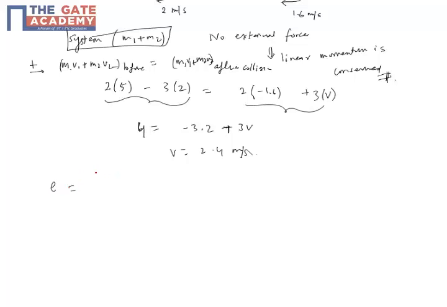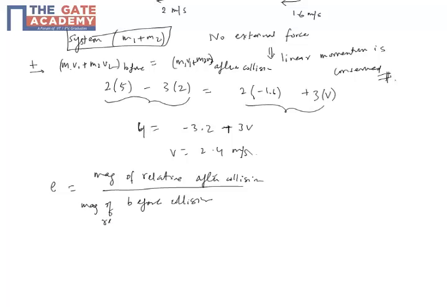Now the coefficient of restitution is nothing but the ratio of the magnitude of relative velocity after collision to before collision. I mean after collision by before collision, the magnitude of relative velocity. So basically that's why we are writing the mod. Irrespective of the sign, what is the relative velocity?